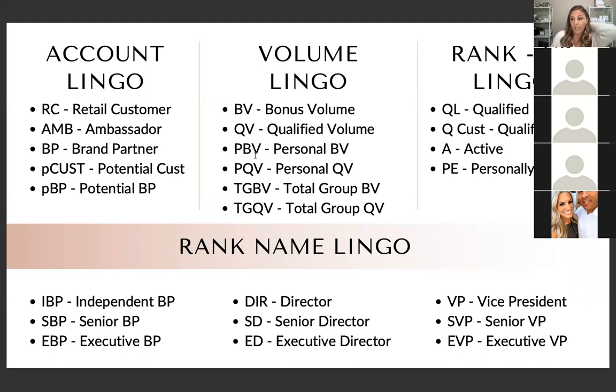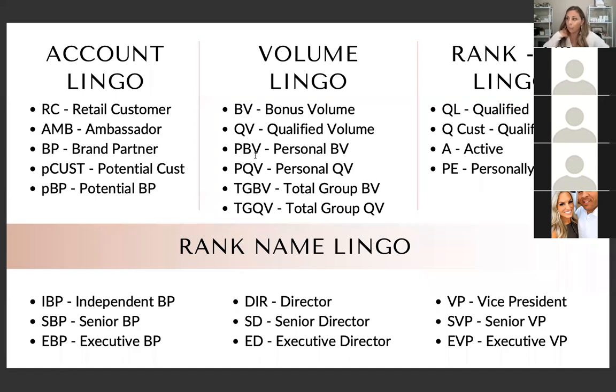All right. So when you see PBV, that's personal BV. That is your orders and your customer orders. PBV is made up of customer volume and your orders. PQV, customer orders and your orders, all right? TGBV is your total group. That is your orders, your customer orders, and then if you have any downline, any brand partners in your organization, and their orders and their customer orders, it is everything. It encompasses everything. So total group is everything. P is personal, and personal is you and your customers.